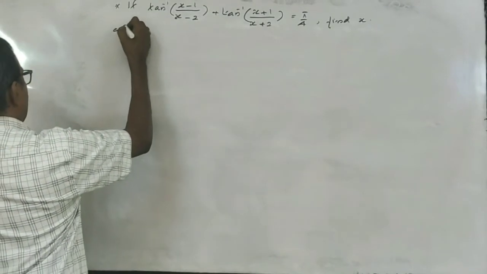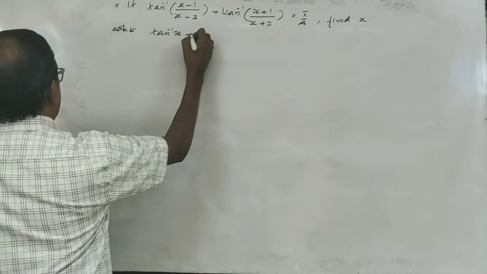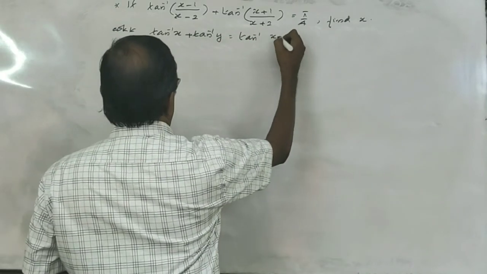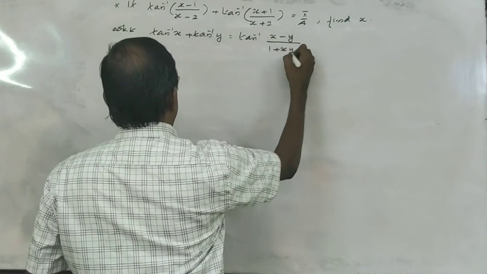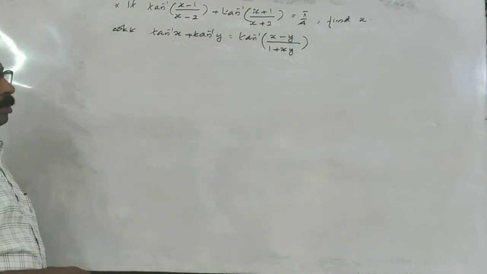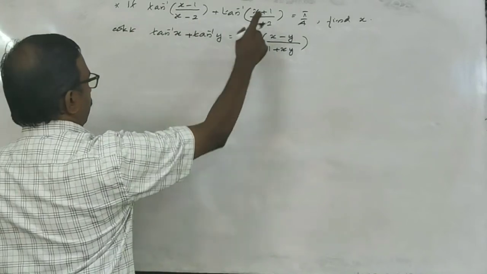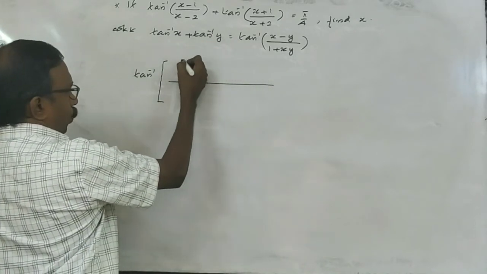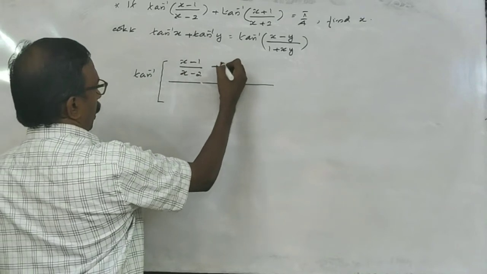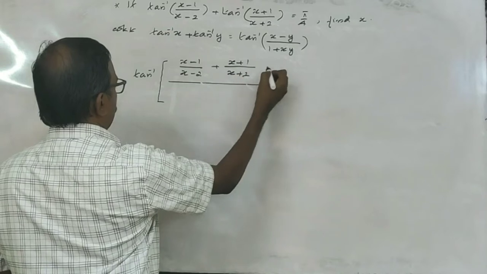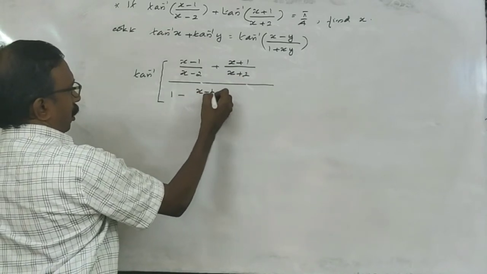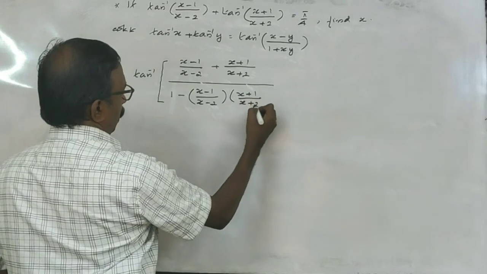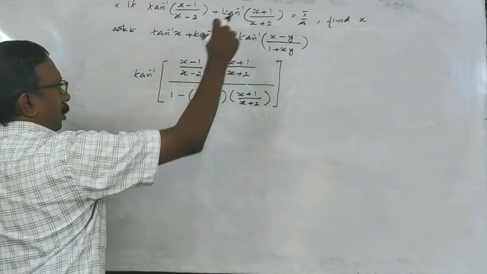We know that tan inverse x plus tan inverse y is equal to tan inverse of (x plus y) by (1 minus xy). The expression can be recognized. Tan inverse of x plus y, where x is (x minus 1) by (x minus 2) plus (x plus 1) by (x plus 2), divided by 1 minus (x minus 1) by (x minus 2) into (x plus 1) by (x plus 2), isn't it? According to this formula.